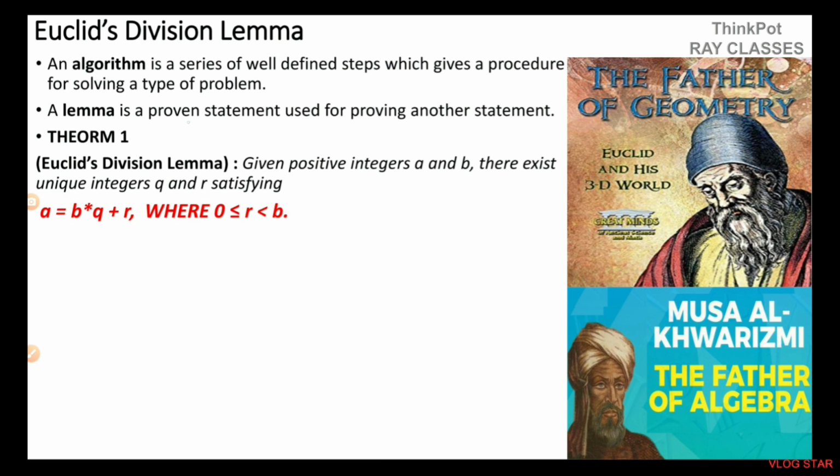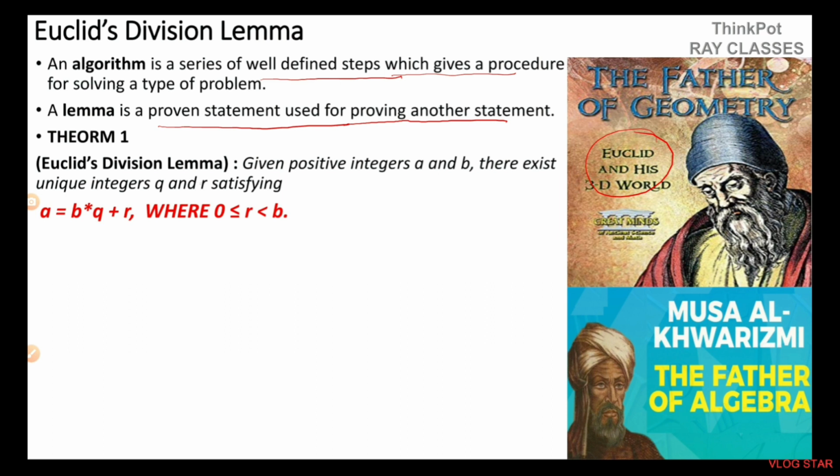So before going in detail, let's understand few terms like what is called as lemma. So lemma is a proven statement used for proving another statement. This is called as lemma, and about this information was given by Euclid in his book Elements of Geometry. That's why he is called as father of geometry. The second important personality here is Musa al-Khwarizmi. He has given information about what is called as algorithm, which is a series of well-defined steps which gives a procedure for solving a type of problem.